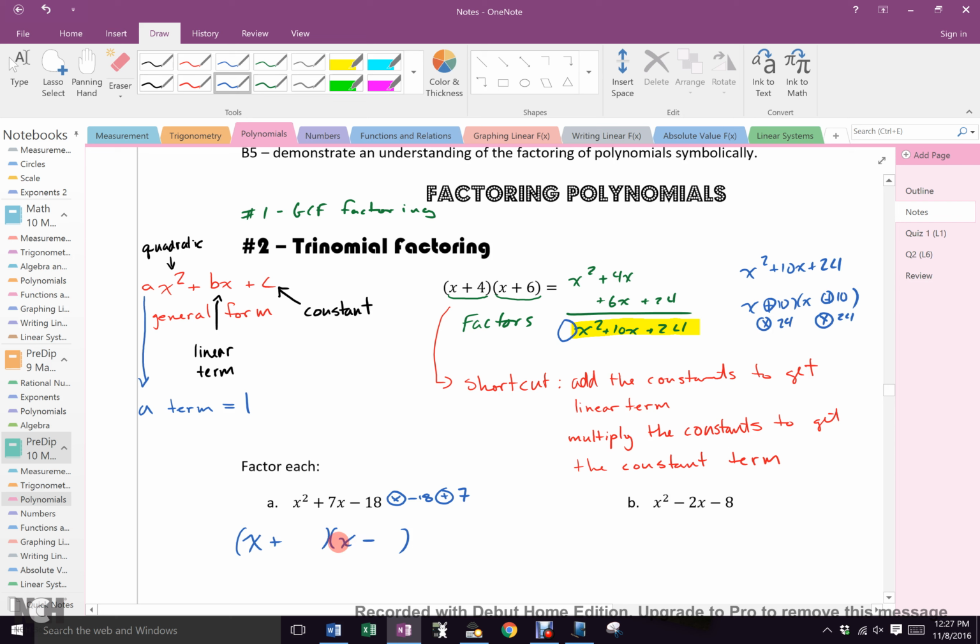Now it's easy to put in the numbers, right? It has to be plus 9 minus 2. Because 9 minus 2 gets me 7. 9 times 2 gets me 18. Is everybody with me?